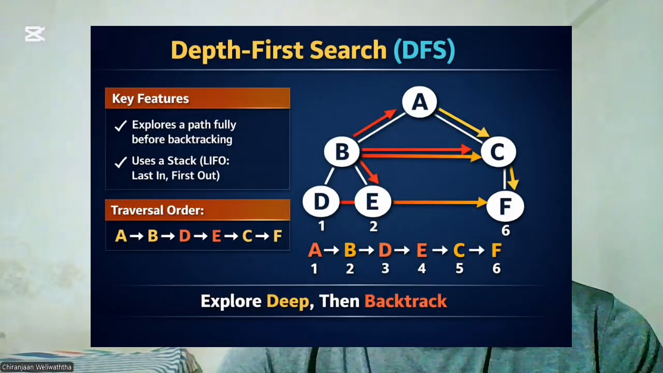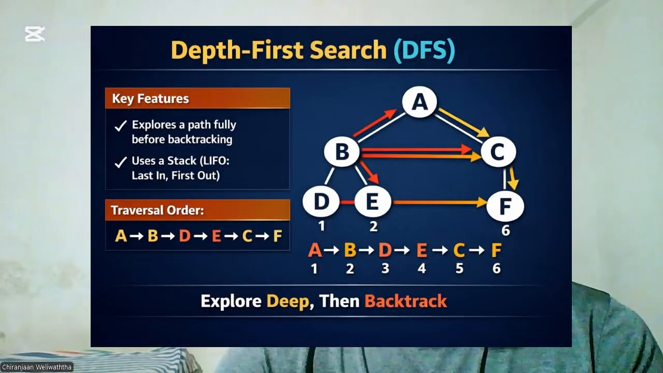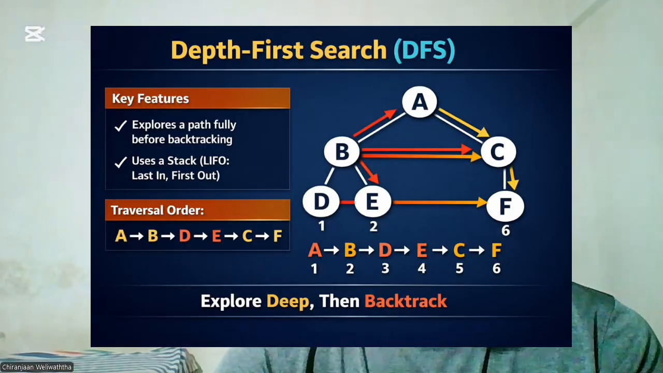As an example, first visit A and then go to B and go to D. No more nodes from D. Backtrack to B, go to E. No more nodes from E. Backtrack to A, go to C, and go to F.